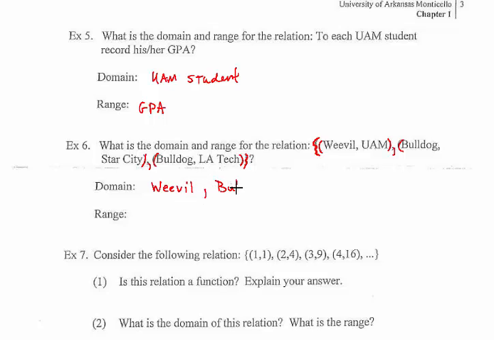So Weevil and Bulldog, and we only write Bulldog once. It is repeated, but these are the elements of our domain. And then for the range we just pluck out the second part of each pair. So UAM, Star City, and then finally LA Tech.